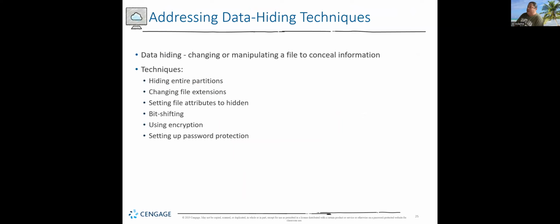So, addressing data hiding techniques. Data hiding is changing or manipulating a file to conceal information. Techniques include hiding entire partitions, which is doable; I've seen it done. Changing file extensions. I've talked about the basic audio files that they change around the jail that I work at sometimes. Setting file attributes to hidden. That's a pretty common one that even your 8- or 10-year-old nephew could do.